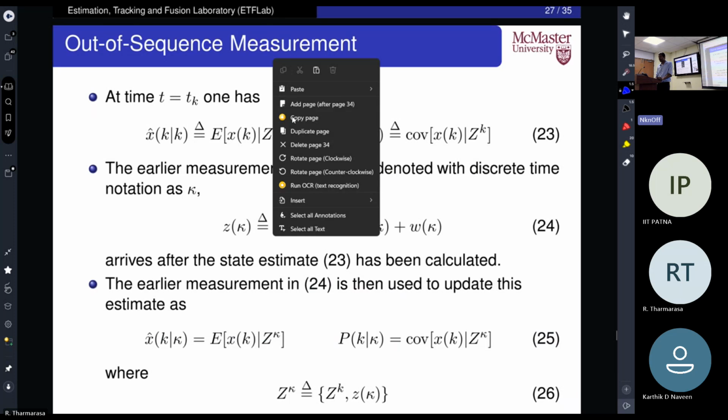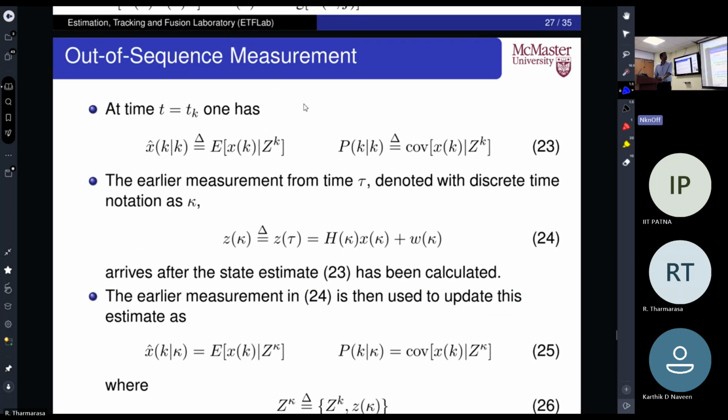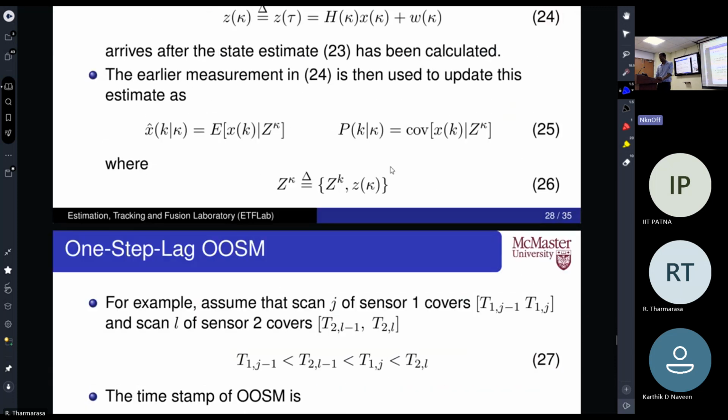From the name itself, can you guess what's the meaning of out-of-sequence measurement? Anybody?